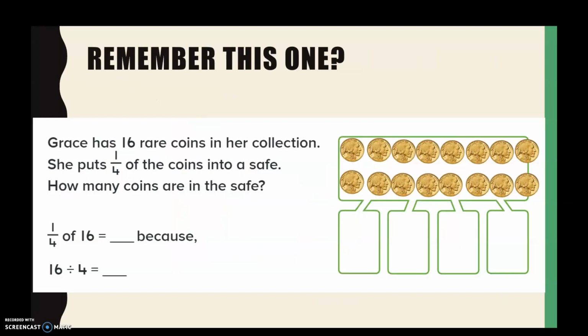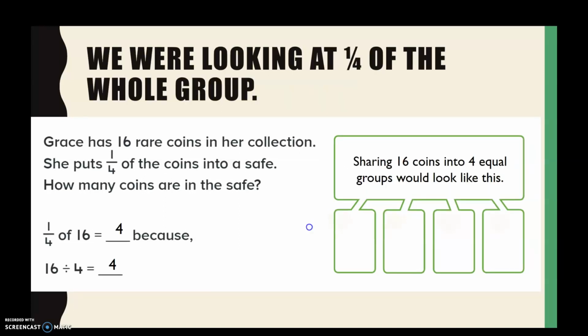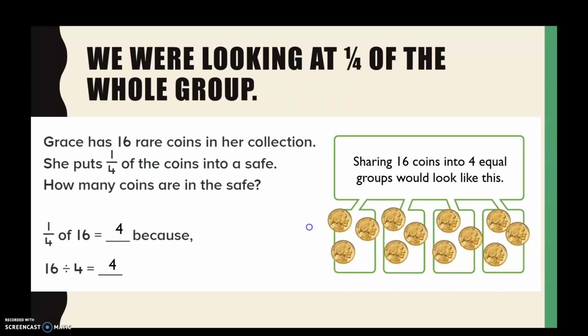This was one of our examples. Grace had 16 rare coins in her collection. She put 1/4 of the coins into a safe. How many coins are in the safe? We were thinking about the fact that she had 16 coins in total, and we wanted 1/4 of that. So we thought about taking our 16 coins and breaking them into 4 equal groups to figure out what 1/4 of that would be. Sharing 16 coins into 4 equal groups would look something like this.